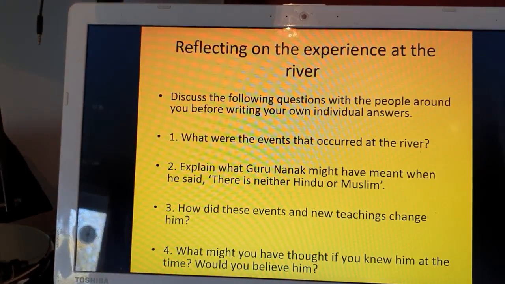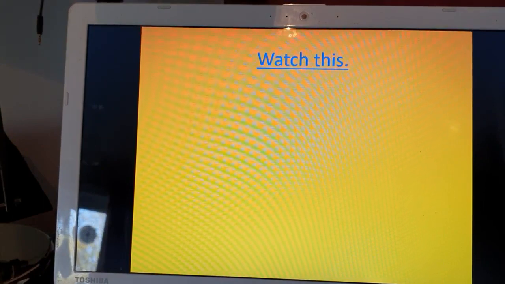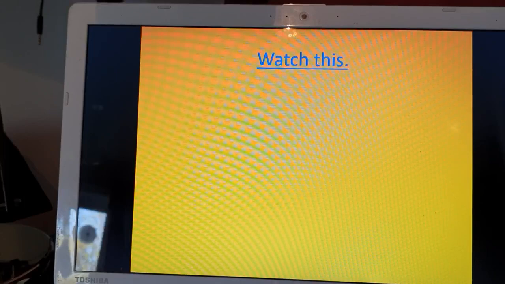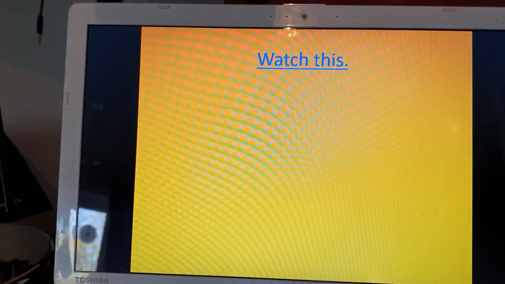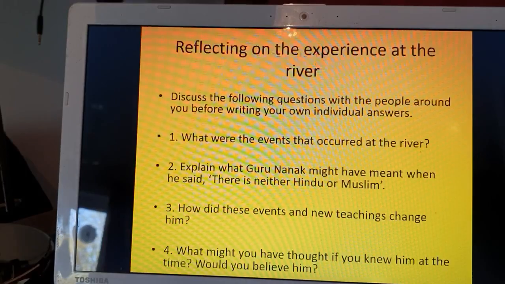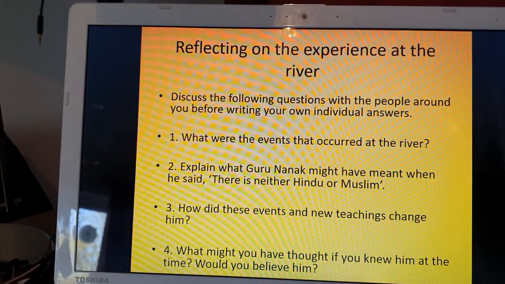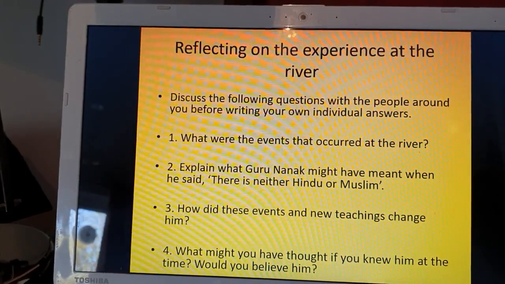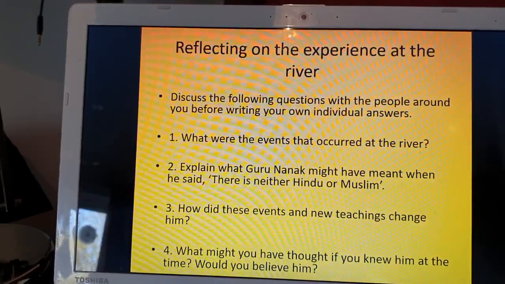Then the next activity is to watch the video clip that is in the shared drive, OneDrive, that is on the system. And when you've done that, it's time to reflect on the experience at the river.